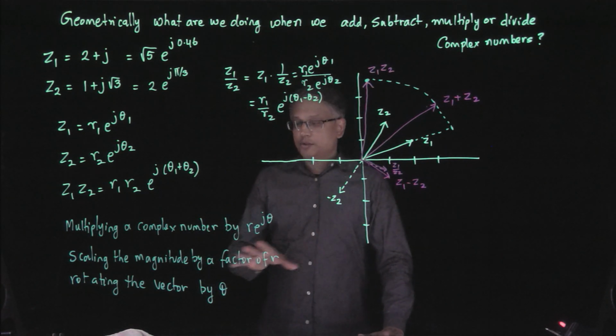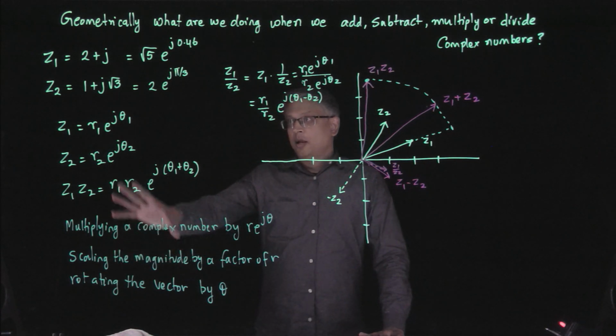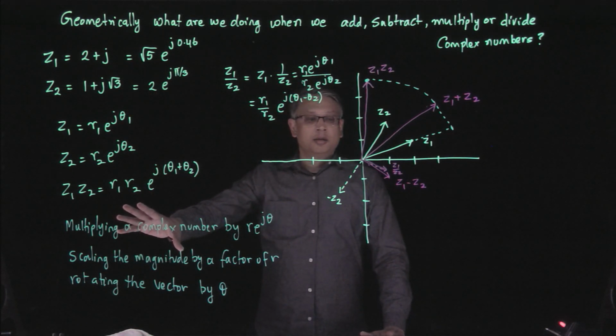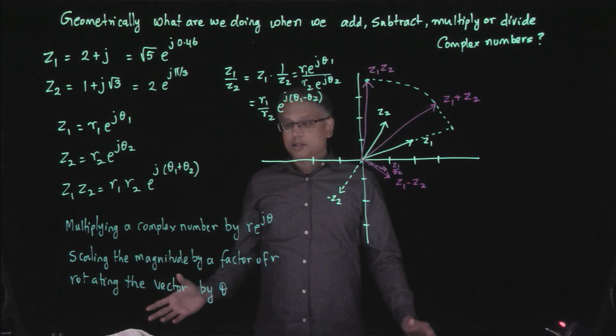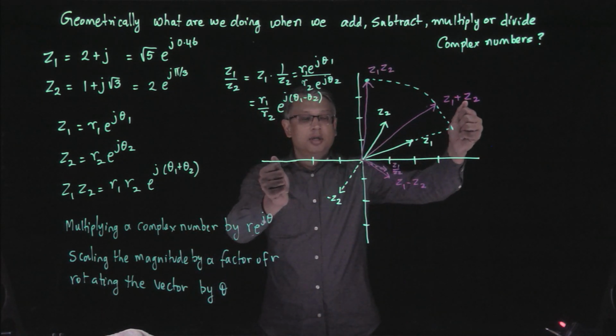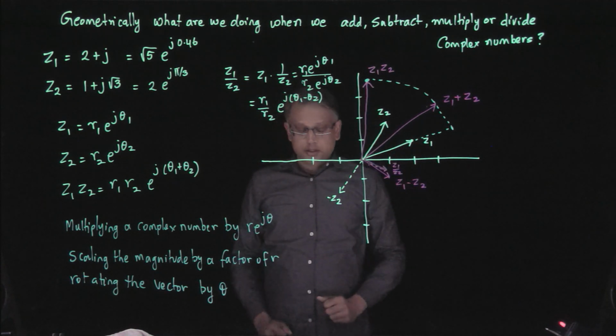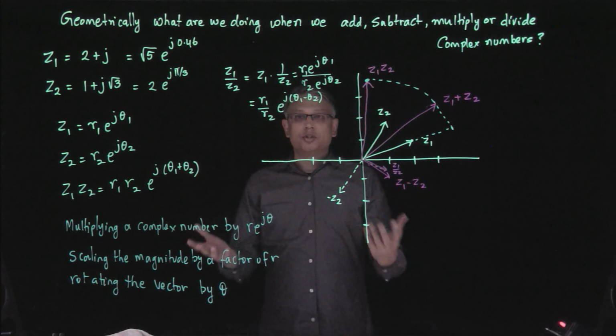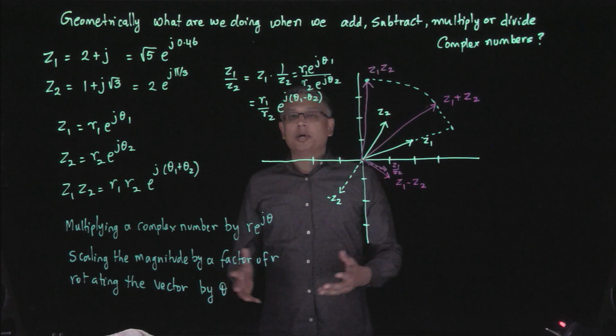So the takeaway message from this is that adding and subtracting, you would just do like normal vector addition and subtraction, but multiplying a complex number by another complex number scales the magnitude and rotates. Same thing with division, just think of it as multiplying z1 by 1 over z2.